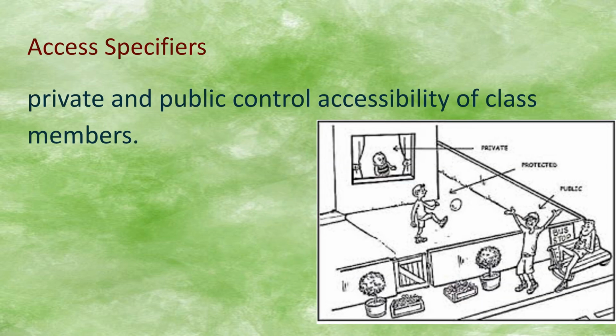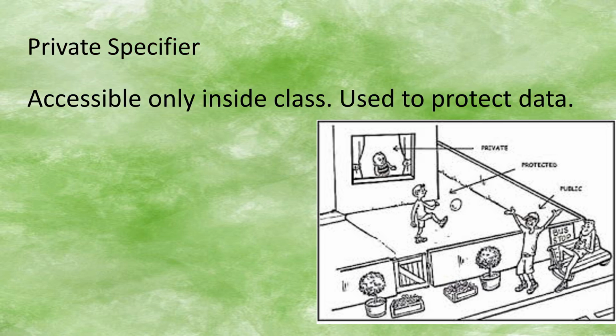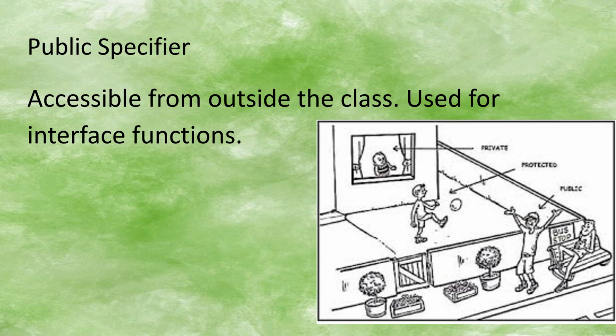Access specifiers, specifically private and public, are used to control the accessibility of the class members. The private specifier ensures that members are accessible only from within the class. This is typically used to protect and encapsulate data. The public specifier makes members accessible from outside the class. Public members are often used for interface functions to interact with the object.